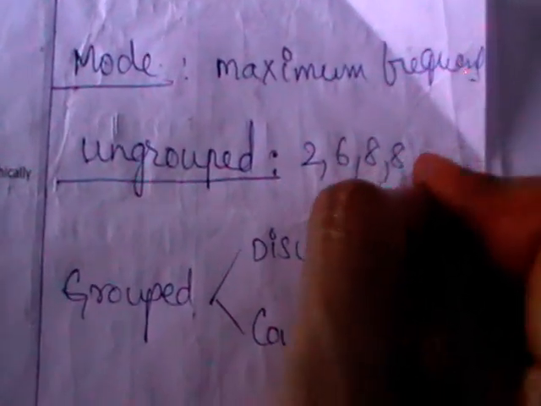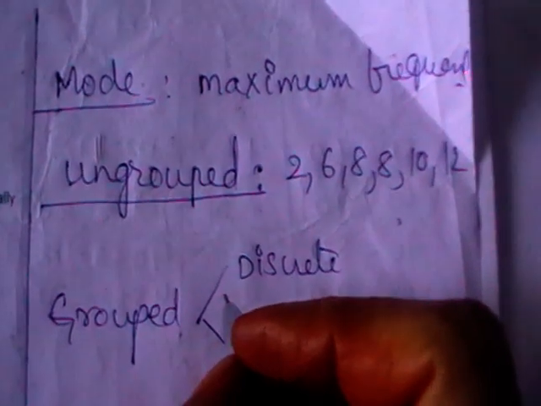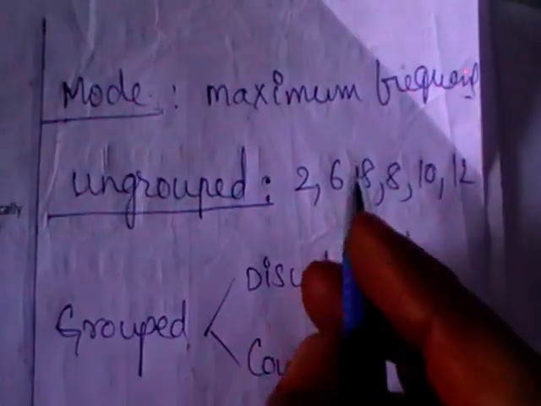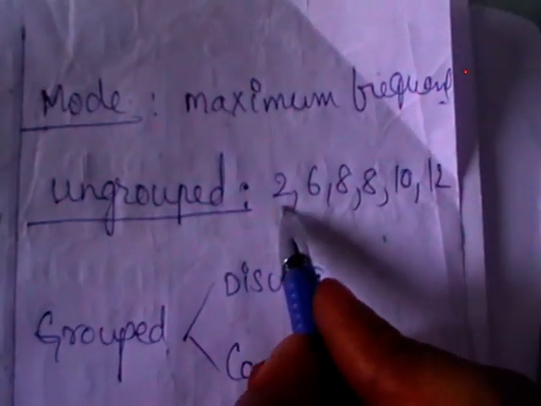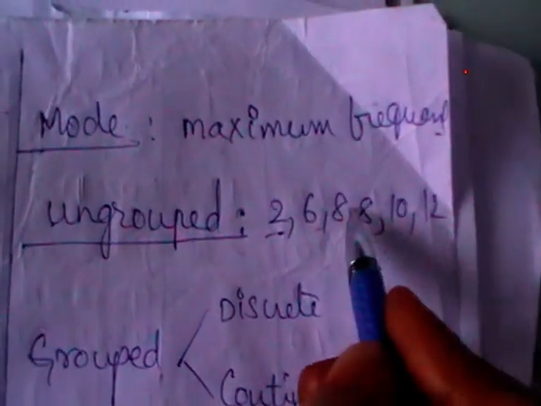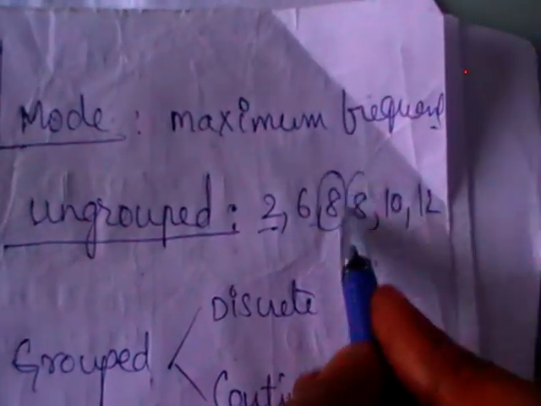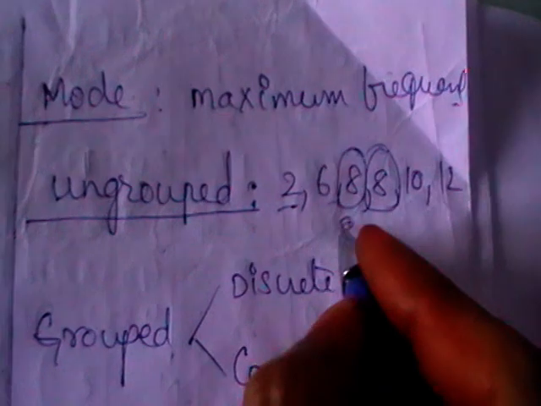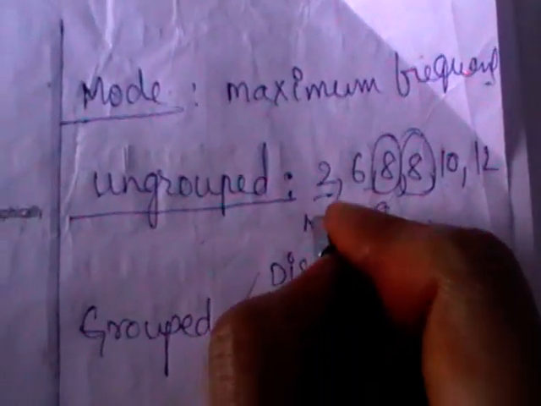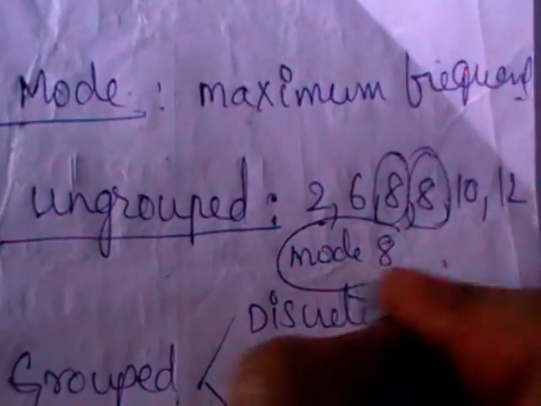If it is ungrouped data, so if this is the data given to you, not much explanation is needed here. Mode means the one with maximum occurrence. Here if you observe, the one which is repeating the most number of times is 8. So the mode value of this series is 8.